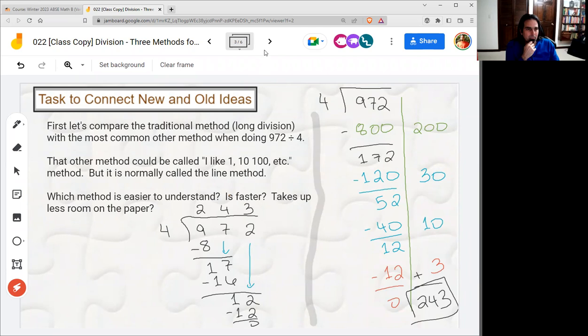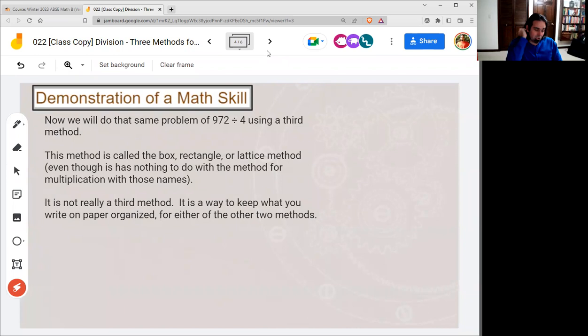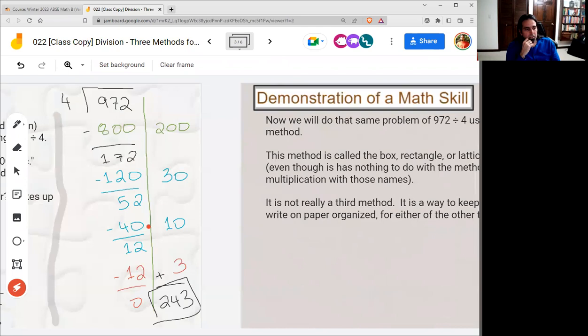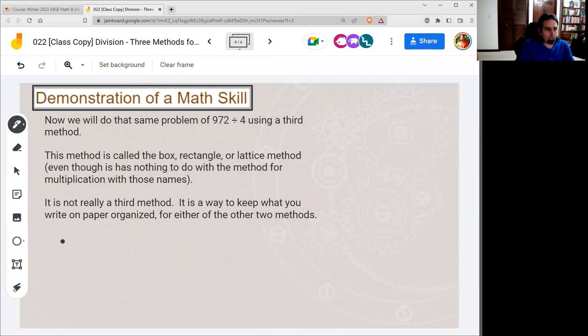Now, the third method for multiplying was really bizarre. You needed a different scrap of paper to slide on top. No one will ever actually do that. But the third method for long division looks a lot like these, and some people really like it. So I'm going to show it to you also. We are still asking, how many times does 4 go into 972?